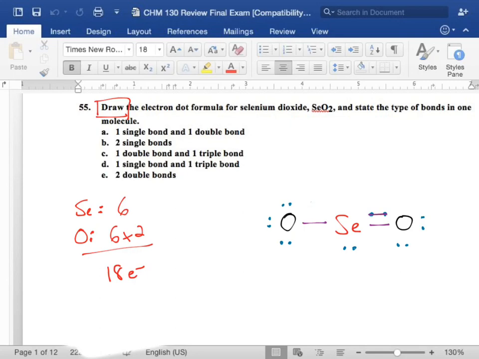Between the atoms, and I've now done it. Do not move electrons from one atom to another, but I've now placed them between the atoms.